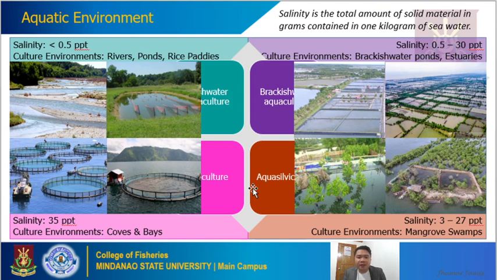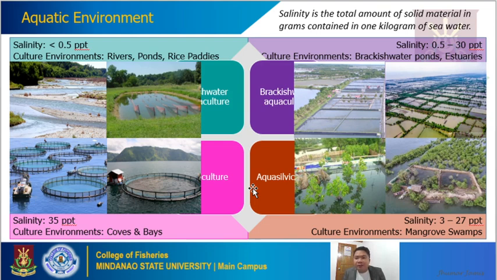If you take a look at the salinity of the freshwater, wherein most of the freshwater finfish species like tilapia, mudfish, and catfish are being cultured, it normally has less than 0.5 parts per thousand of salinity. Most of these aquacultures are employed in environments such as rivers, ponds, and rice paddies. For brackish water aquaculture, the salinity level normally falls between 0.5 to 30 parts per thousand, right?